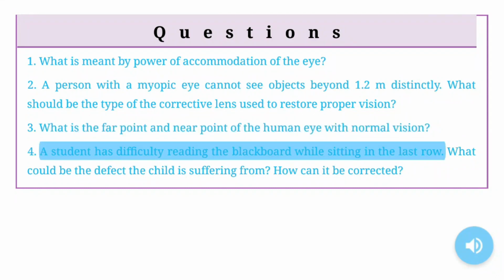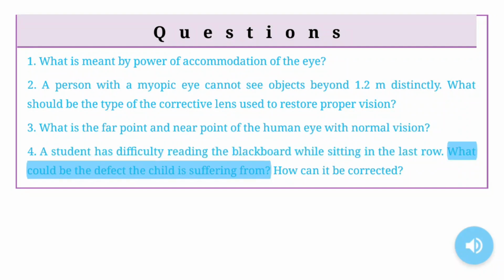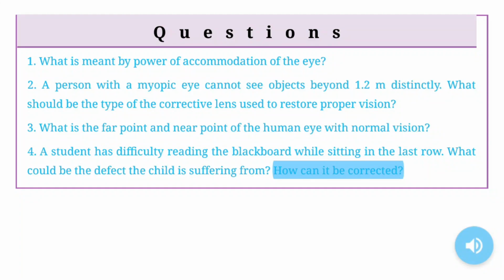4. A student has difficulty reading the blackboard while sitting in the last row. What could be the defect the child is suffering from? How can it be corrected?